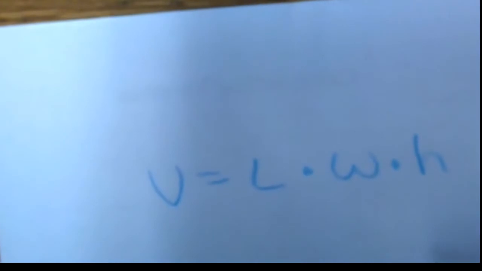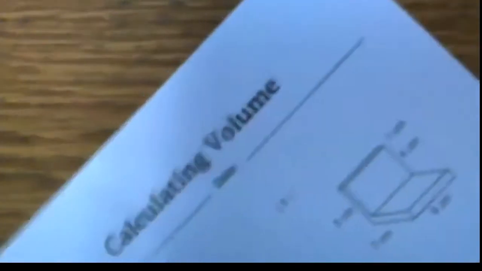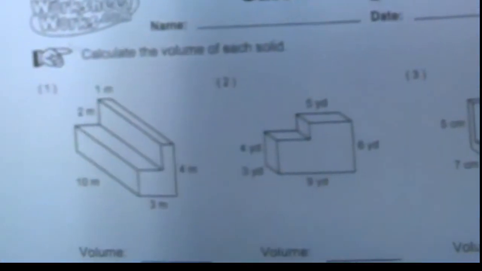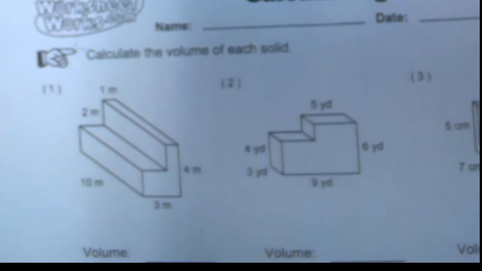And remember that the length is usually horizontal. The width is usually slanted either one way or the other. And the height is usually vertical. Okay, this is going to help us. So the first thing you're going to do, I'm looking here at problem number 2 on this worksheet. The first thing I'm going to do is find the length.